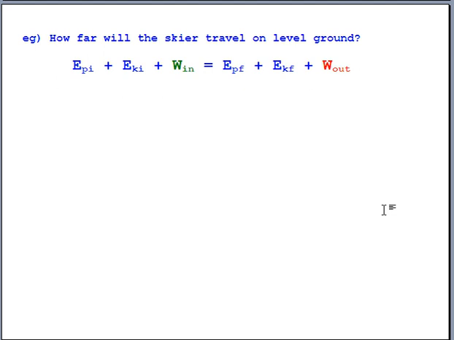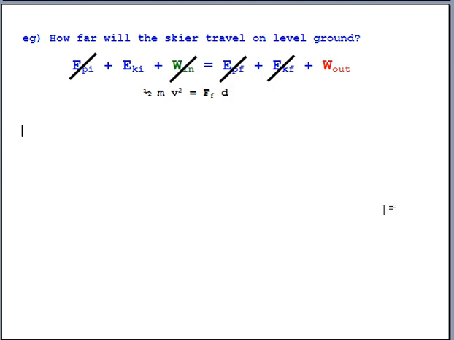EPI, are they up high on a hill? Well, not for this part of the story. They're already down. Are they going fast at the beginning of the story? Sure are, right around 19 meters per second. Work in. Is there an elf running behind them? No, nobody's pushing them. EPF, do they go up a hill? Nope. EKF, are they going fast at the end? Nope, they're going to ski until they stop. Work out. Was there any rubbing, any friction, any heat? Yeah, with the snow. So everything goes except those two terms. And we're down to just this.